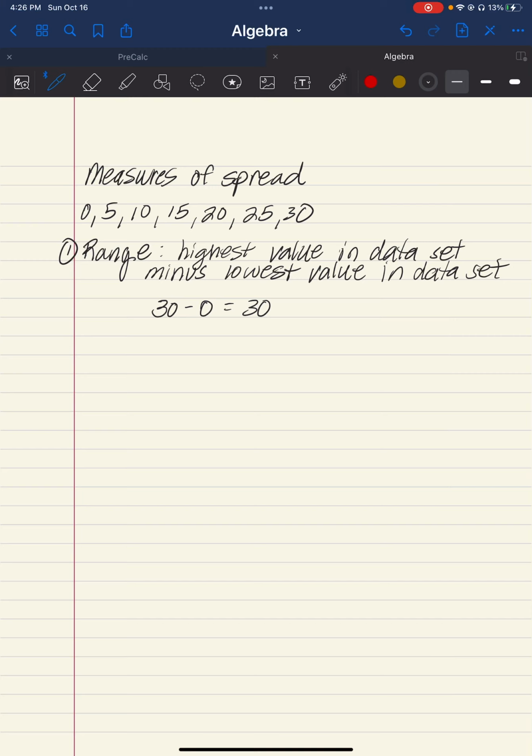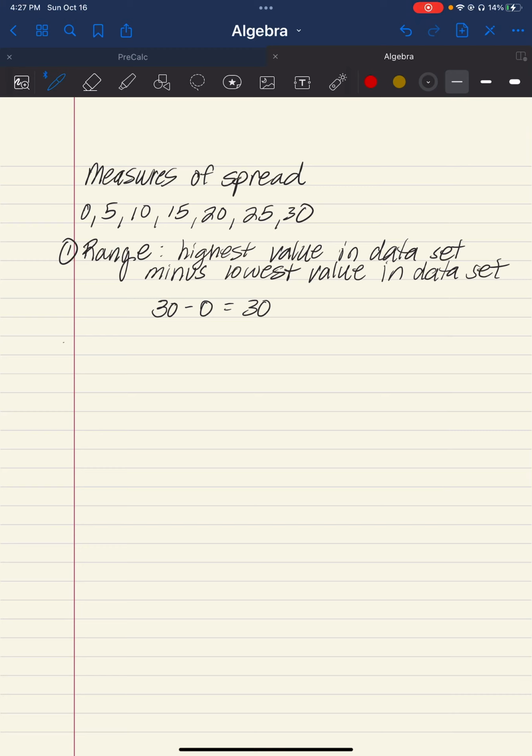Super easy. The problem is if you have an outlier, like if we added 1,000 onto this, then the highest value minus the lowest value would be 1,000, and it looks like, wow, your data is spread out really, really far. But actually, we aren't spread out that far. We just have an outlier. So this is a way to calculate spread, but it can be distorted if you have an outlier. So what's a better way?